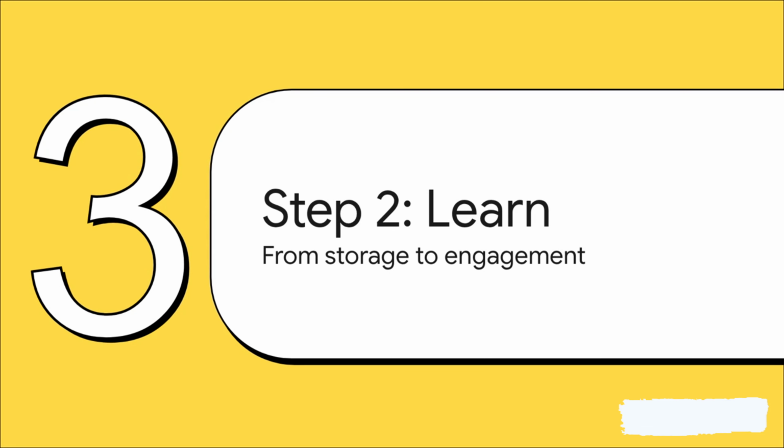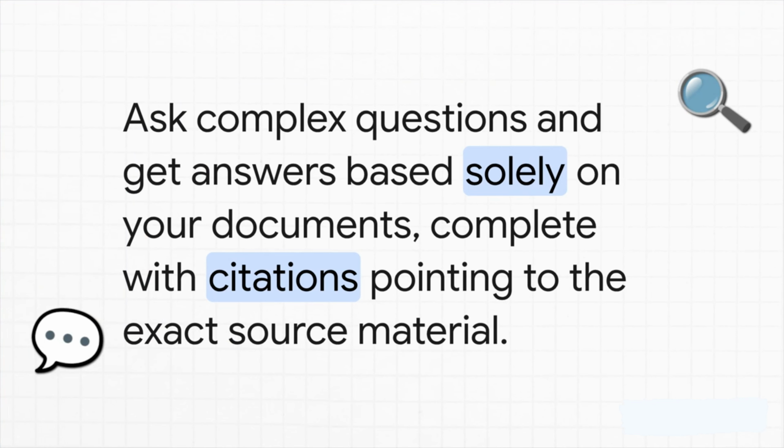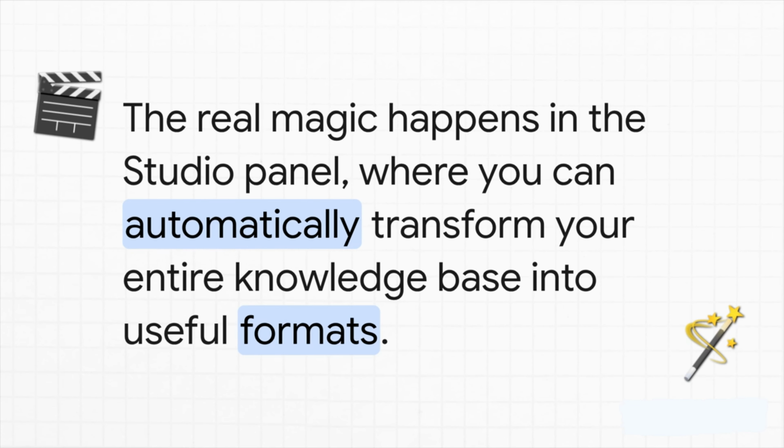All right, so you've got your high-quality sources all lined up. Now we're ready for step 2, automating your learning. This is where the fun begins. We're going to shift from just passively storing stuff to actively engaging with it and pulling out brand new insights. And it all starts right in the chat window. You can ask it really complex questions. And here's the key: it gives you answers based only on the documents you provided. And this part is just brilliant. It gives you citations. It points you to the exact quote, the exact section in your original source, so you can check its work instantly. No guesswork.